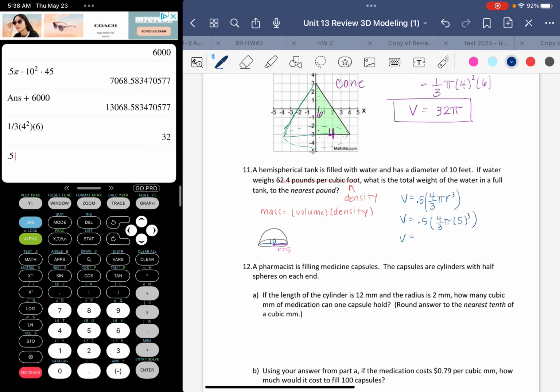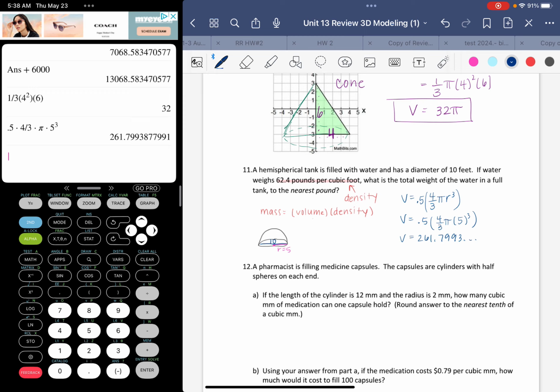So it's going to be 0.5 times 4/3 times pi times 5 to the third. So this time I typed in the pi because we are eventually going to round it. All right, so that's my volume.